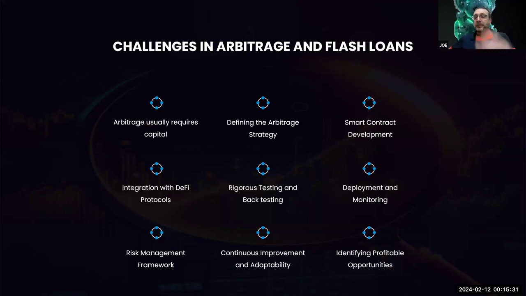You need to be able to deploy and monitor the smart contract. You need to have the skills to be able to do that, or have a tech team that can do that for you. There's a tremendous amount of risk management involved, so you need some kind of risk management framework. There has to be continuous improvement and adaptability, because the markets will change, the industry will change. I mean, think of what the industry looks like today compared to 10 years ago. Identifying profitable opportunities, how do you do that? You've got to do hours and hours of research.